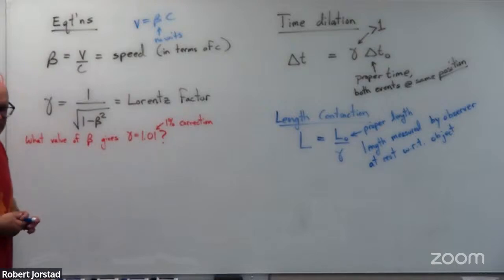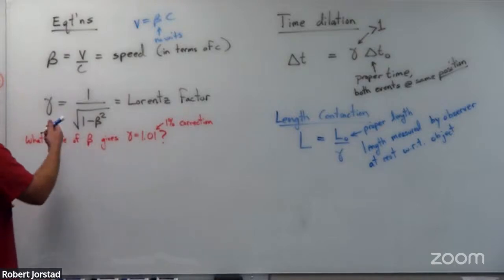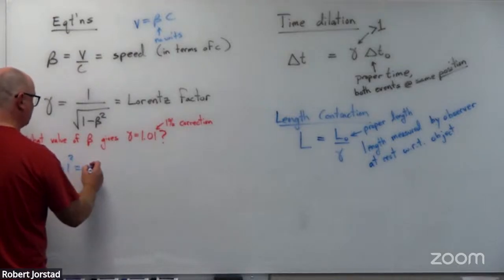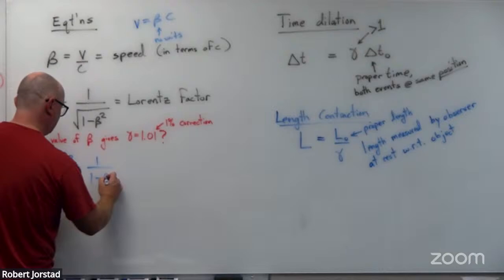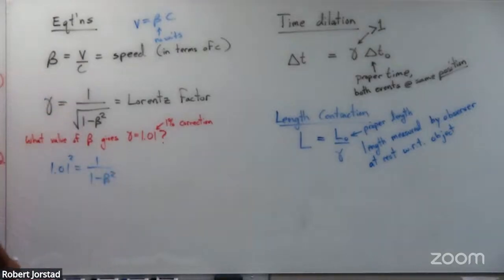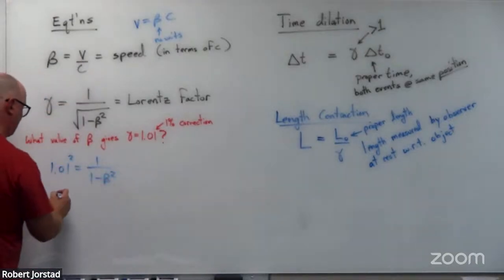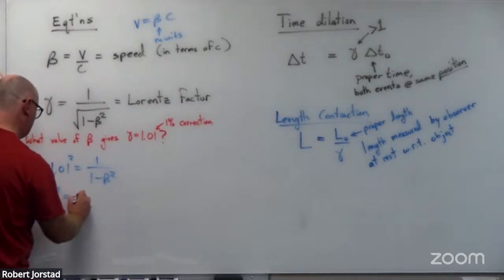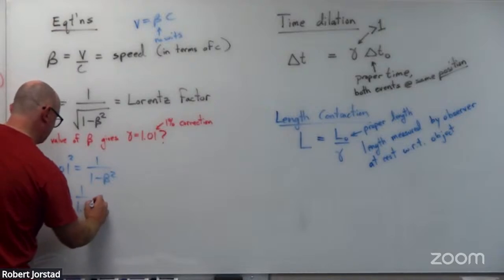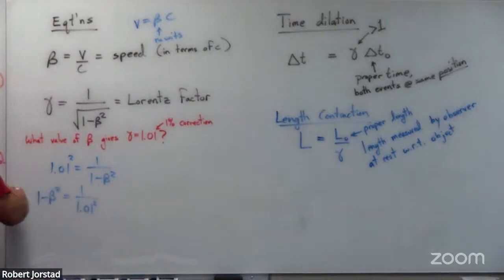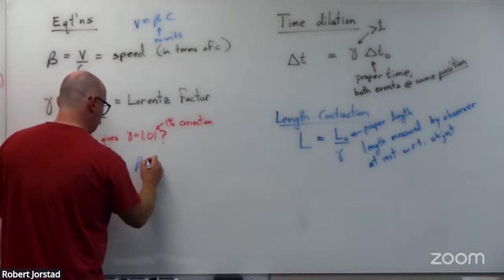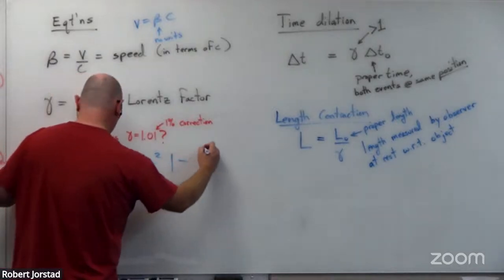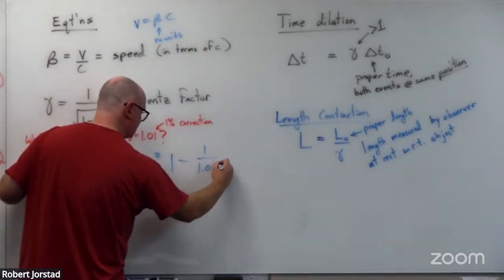I think this is worth doing really quickly. So let's just solve for this, right? So 1.01 is equal to, we could square this, right, to get rid of the square root. And then I could, what? Cross multiply, and actually I'm just going to flip these, right? 1 minus beta squared is equal to 1 over 1.01 quantity squared. And then I could switch this around. What do you get? Beta squared equals 1 minus 1 over 1.01 squared.